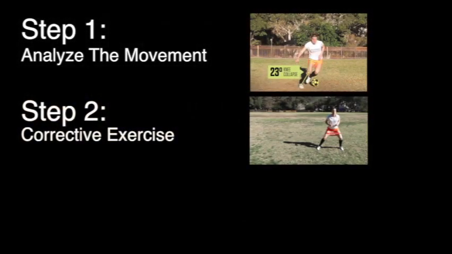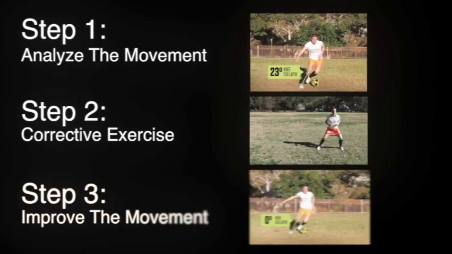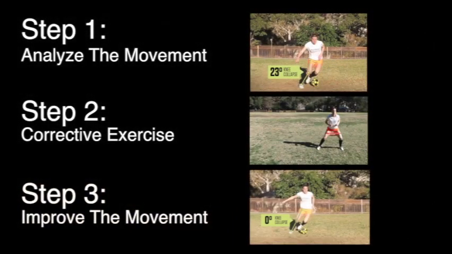Step 1, analyze the movement. Step 2, give corrective exercises that correlate to the specific movement that you found. And then step 3, improve the movement. Give those exercises and coaches can tell players how to move. So let's take a look here.